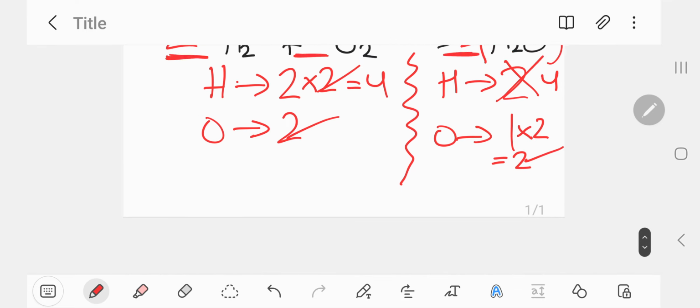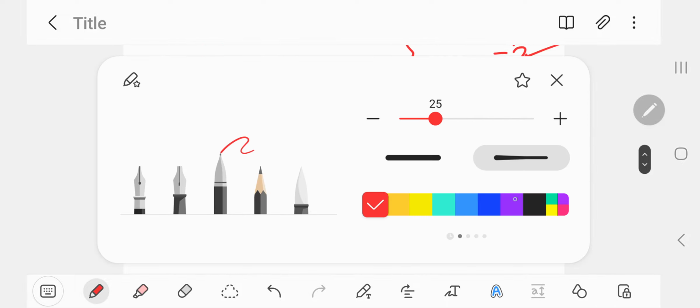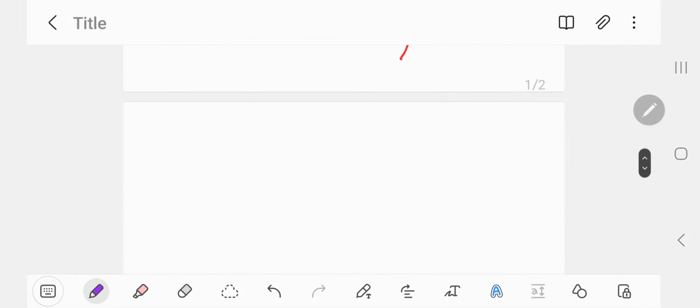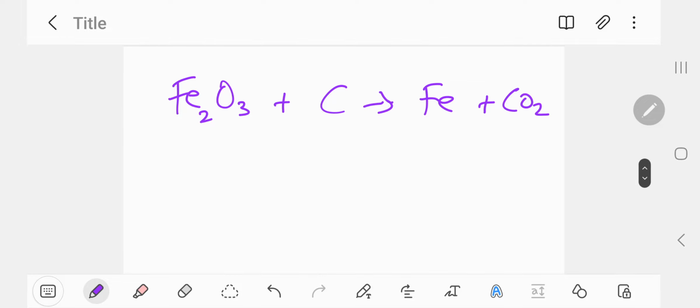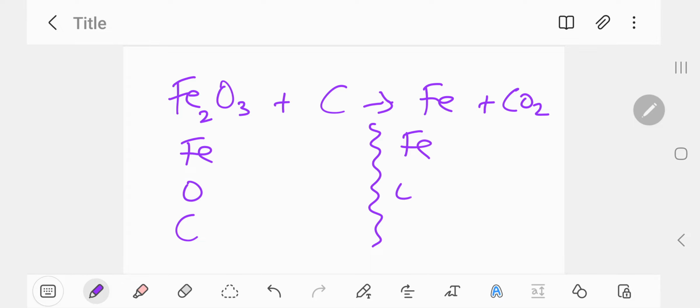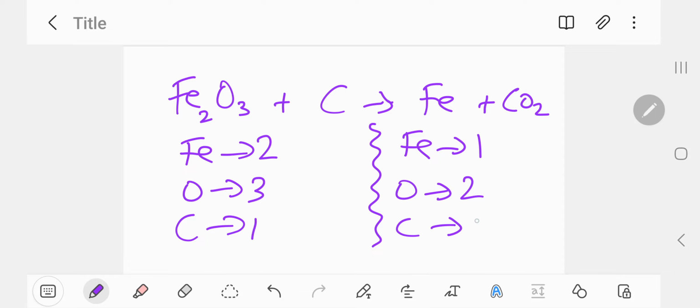Let's do another example. Let's do this. Fe2O3 plus C makes Fe plus CO2. Okay, now let's see if this is balanced or not. So let's take an inventory. First step, Fe, I can see O and I can see C. On the right-hand side, similarly. Fe, well, there's 2 iron atoms. Oxygen, there's 3. Carbon, there's 1. On the right, iron, there's 1. Oxygen, there's 2. Carbon, there's 1.